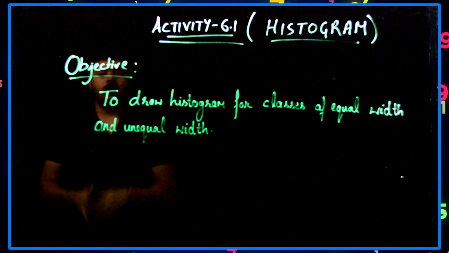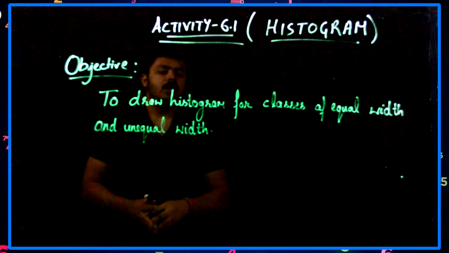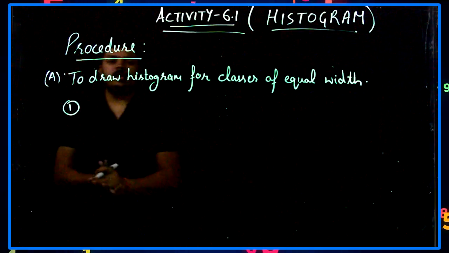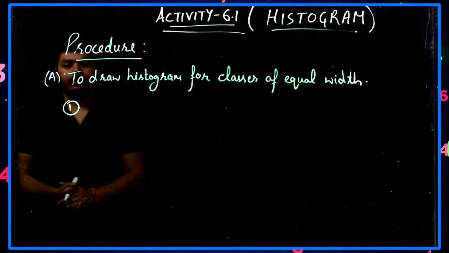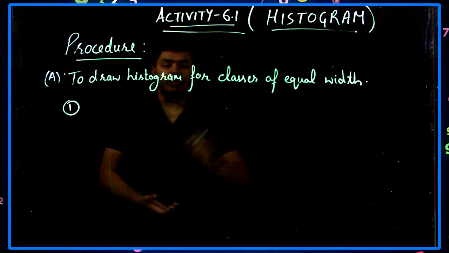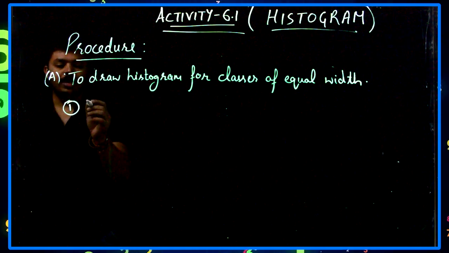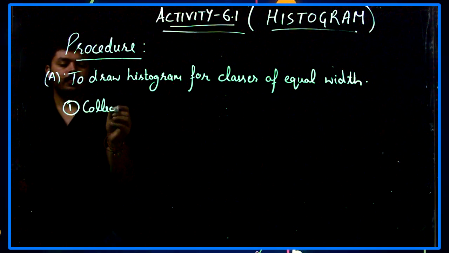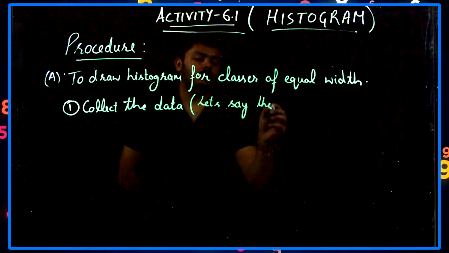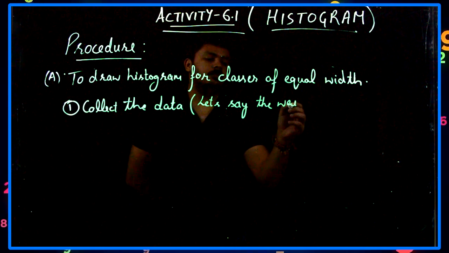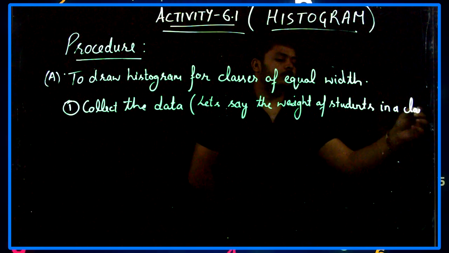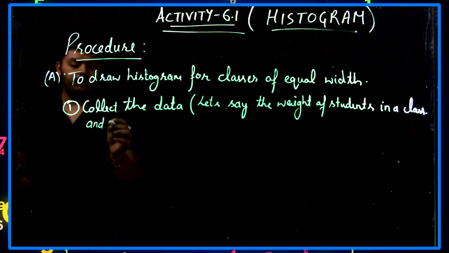So students, our objective for this activity is to draw histograms for classes of equal width and unequal width. Now let's start the procedure for the given activity. Part A of our activity is to draw a histogram for classes of equal width. Step 1 is to collect the data. Let's say the weight of students in a class, and make a frequency distribution table.